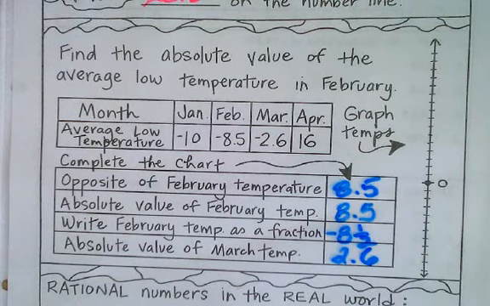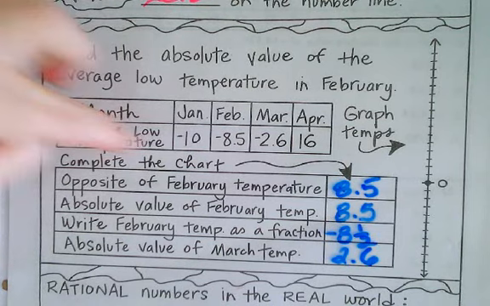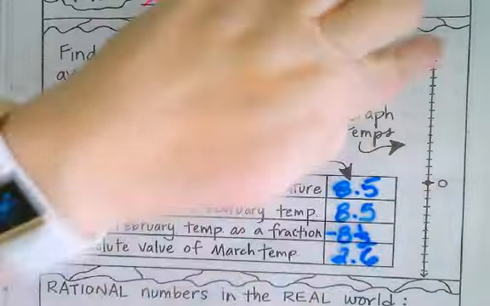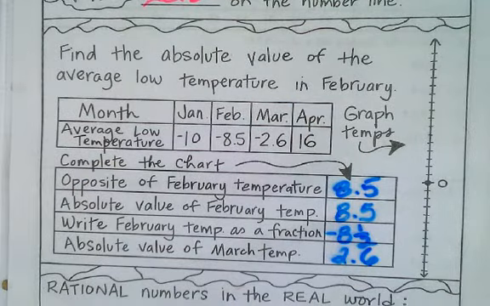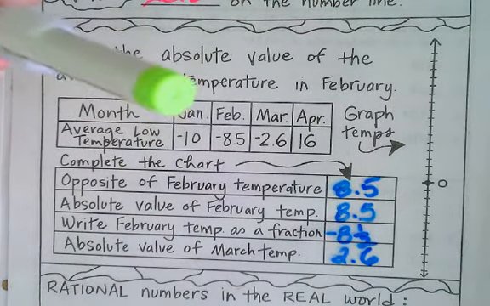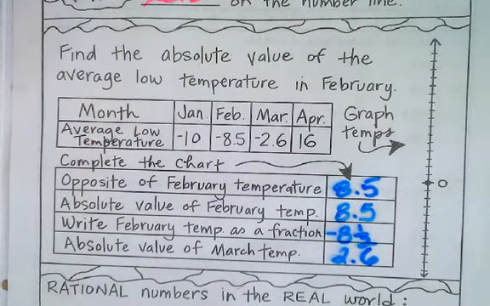Now, we're going to graph the temperature. We're going to graph all of these temperatures on this number line. That means put a dot on the number line. Not under it, not over it, not next to it, but on the line. Where do we put the dot?